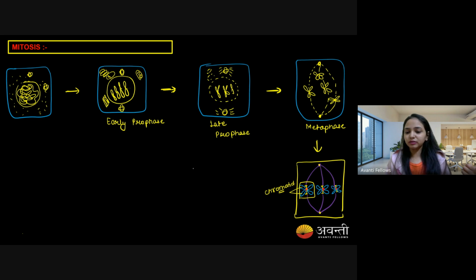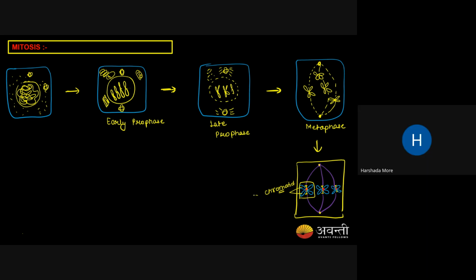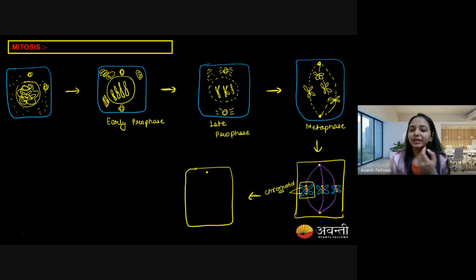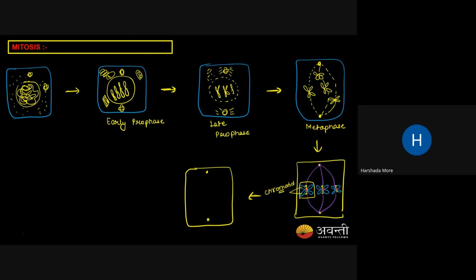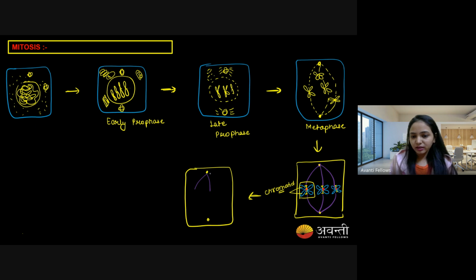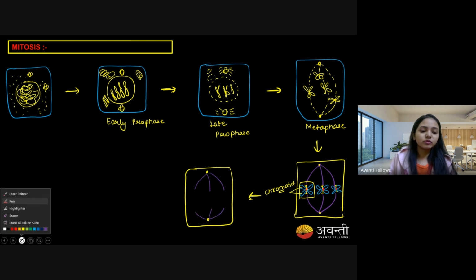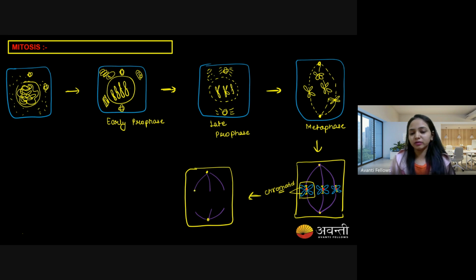Then what will happen? Dyad will get converted into monad, and both will start moving to the opposite poles. Centromere gets split, na? If centromere gets split, then we will look like this. Like chromosomes are trailing behind centromere.